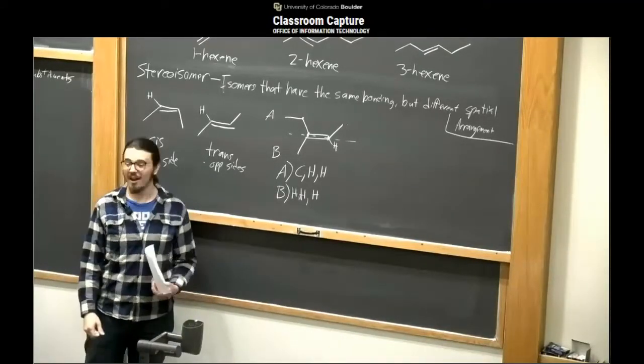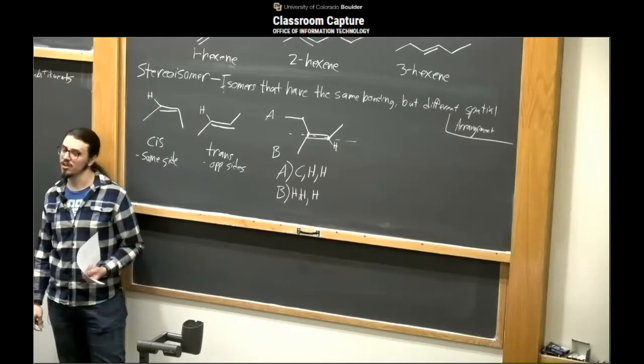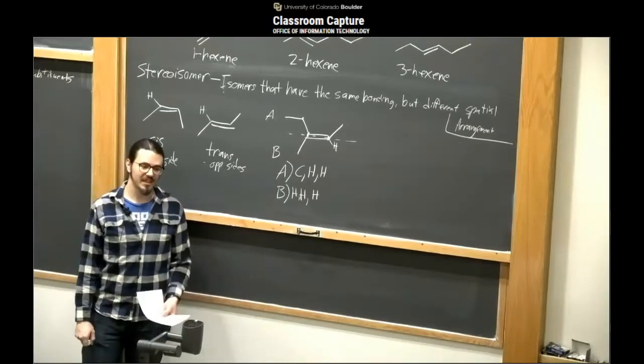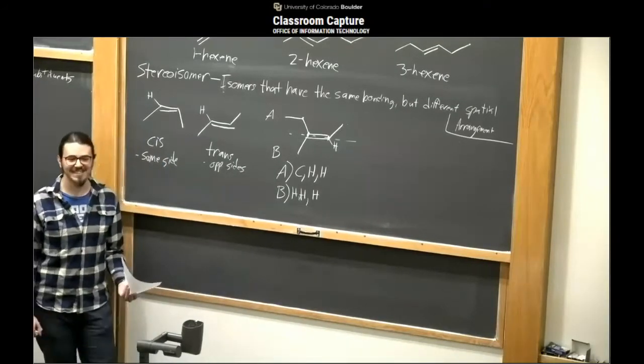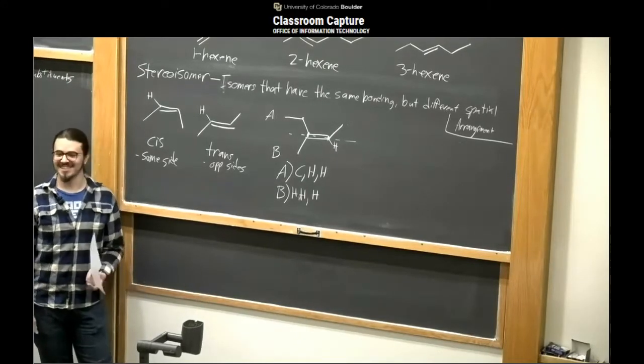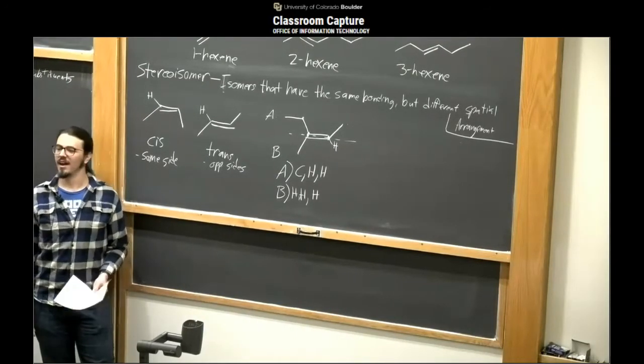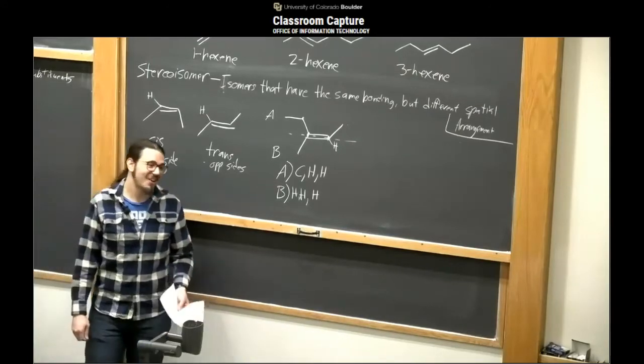So we have both higher priority groups on the same side in this molecule. So this one will be Z. The kind of easy, cheesy way to remember it is Z means that they're on the same side.